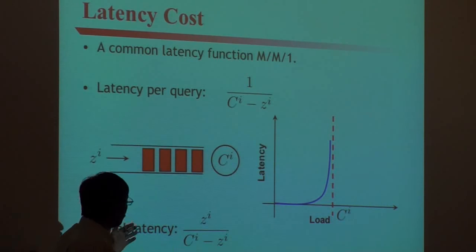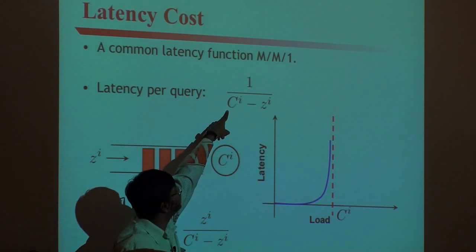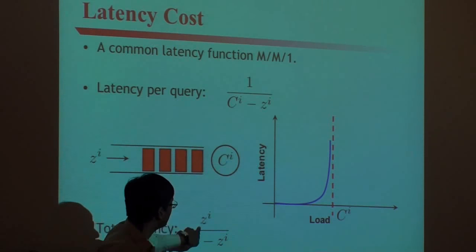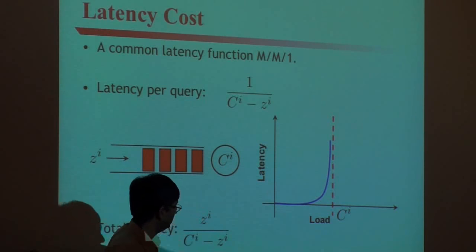So the total latency, which is the unhappiness of my users, is the per-user latency times the number of users per unit time, or number of queries per unit time, which is z sup i. So the total latency suffered by all the users getting in here is this.